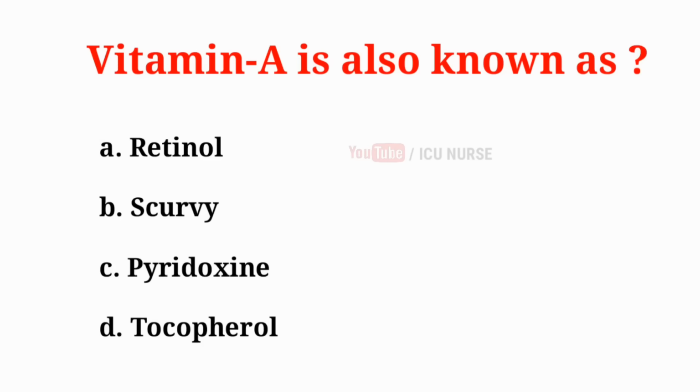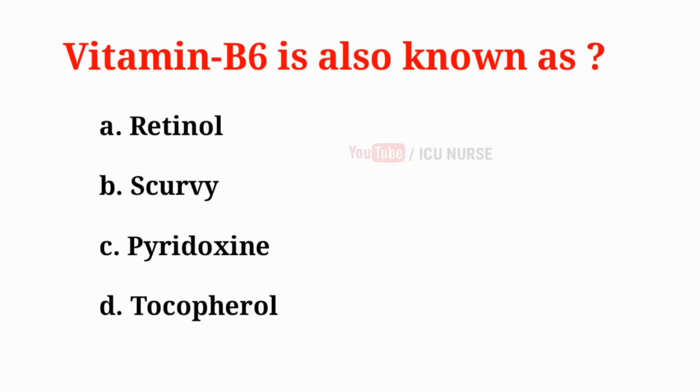Vitamin A is also known as: A. Retinol, B. Scurvy, C. Pyridoxine, D. Tocopherol. And the correct answer is A. Retinol. Vitamin B6 is also known as: A. Retinol, B. Scurvy, C. Pyridoxine, D. Tocopherol. And the correct answer is C. Pyridoxine.